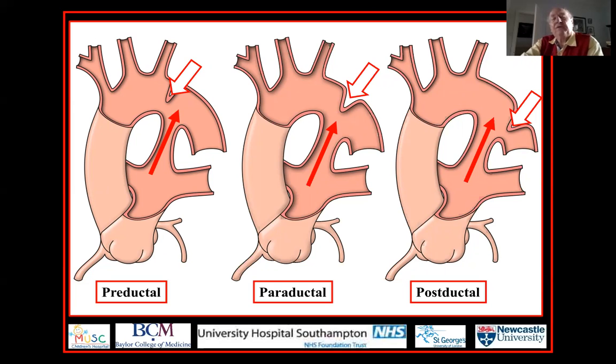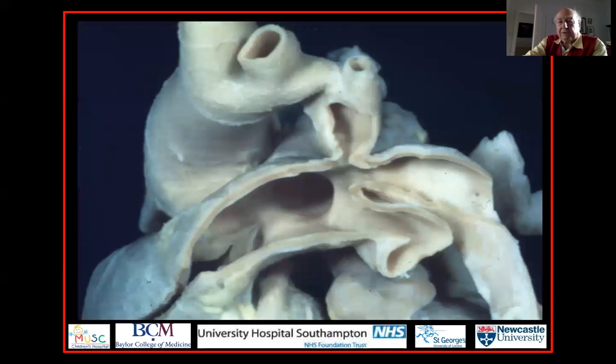Now, many of you will call these lesions juxtaductal. I don't particularly like the term juxtaductal, because all of these encroachings, all of these obstructive lesions are around the duct, juxtaductal. So I would much prefer to distinguish them as being preductal, paraductal, and very rarely postductal.